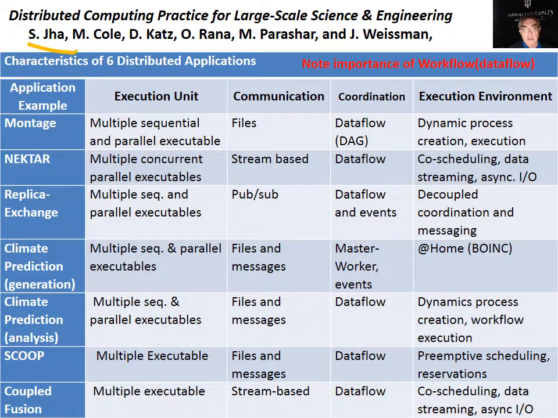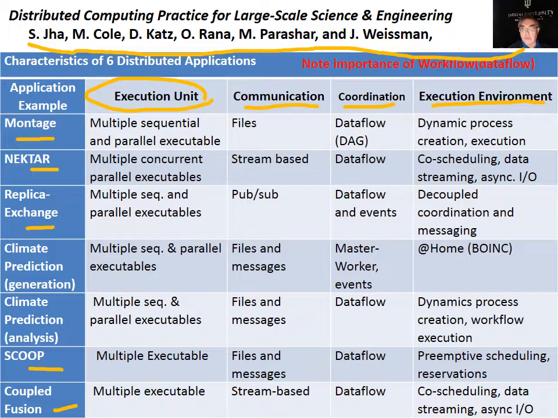Here we have a survey from a group of 6 well-known authors in high-performance distributed computing. And they have looked at 6 applications listed here: biology, climate, astronomy, oceanography, and fusion. Important large-scale simulations, and they've divided the problems up according to these characteristics here: execution, architecture, how the communication mechanism, the coordination mechanism, and the overall environment.